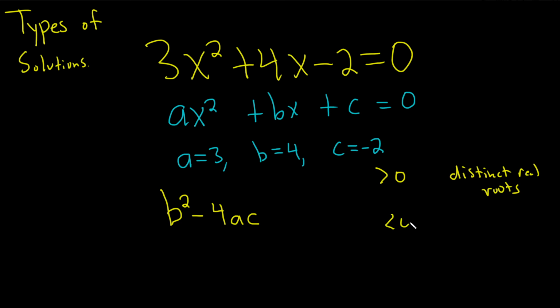If it's less than 0, you have complex conjugates. So you have 2 answers, and they're complex conjugates. And if it's equal to 0, you have 1 answer, but it's repeated. So you really have 2 answers, but it's the same answer. So it's 1 repeated solution. So you have a repeated real root.